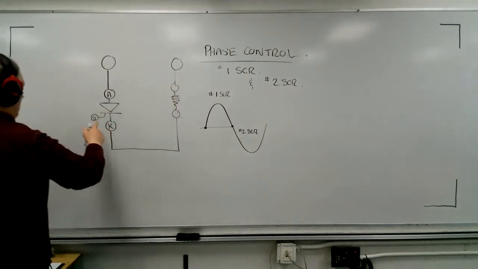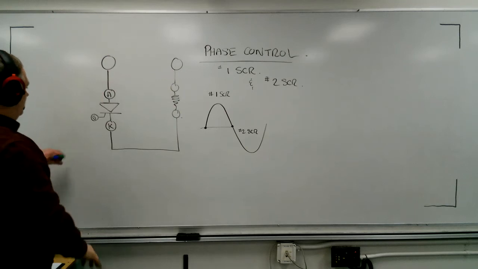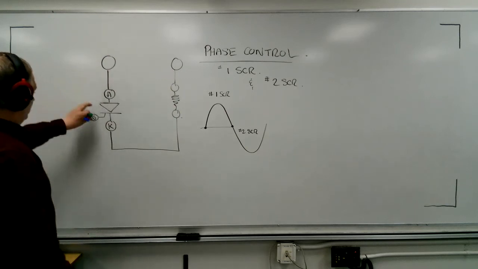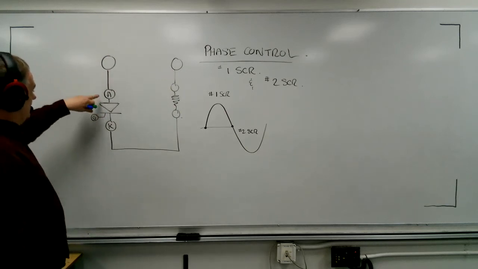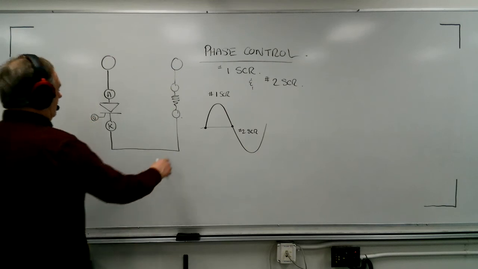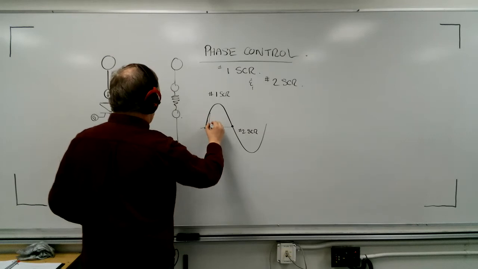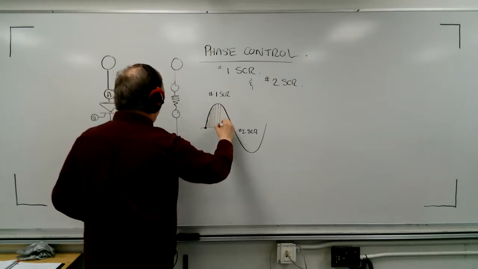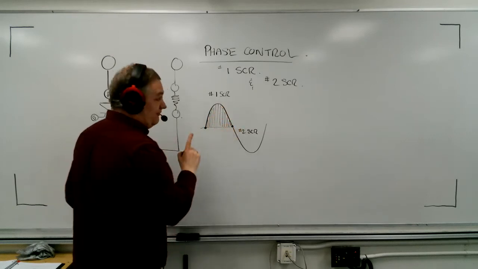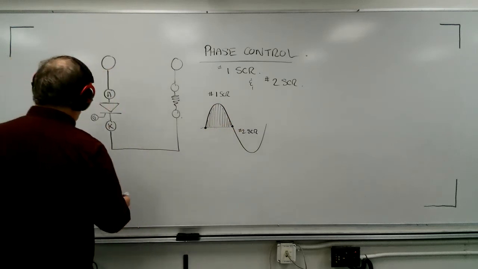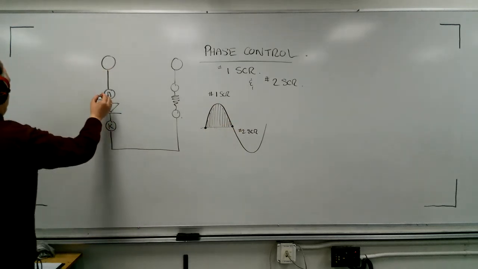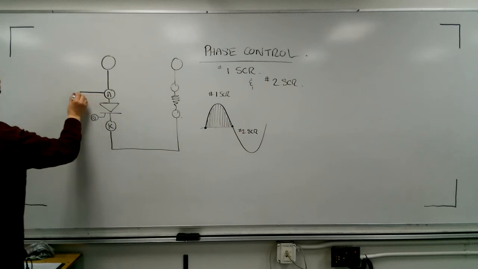Now, I'm not going to draw the trigger circuit, but imagine that I wired this up with a trigger circuit. What I would do with this one SCR is I would only be able to control literally only up to here. I could only control as far as there. And that's if I use an RC trigger circuit, 0 to 180 degrees. So then we go, okay, what if I did this?